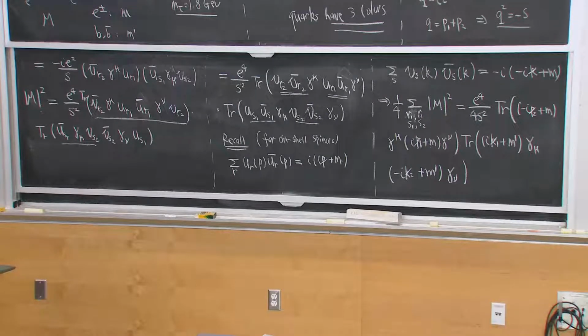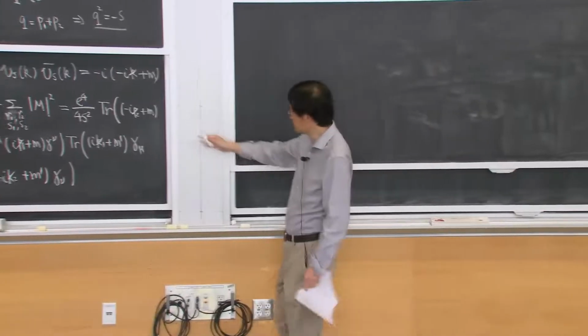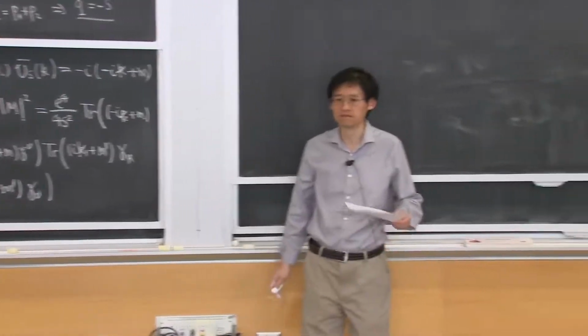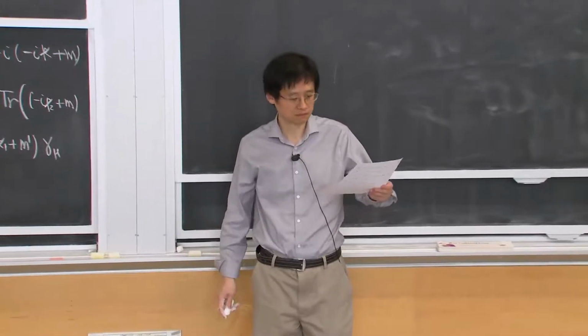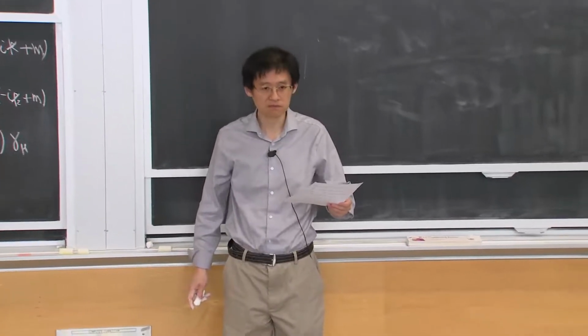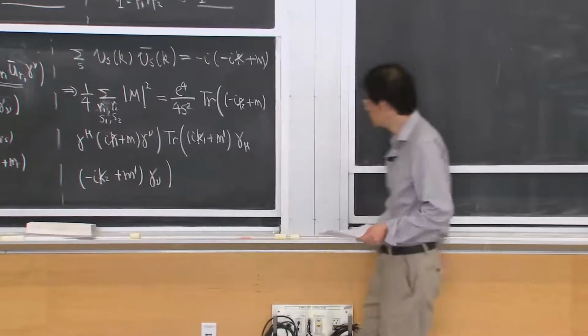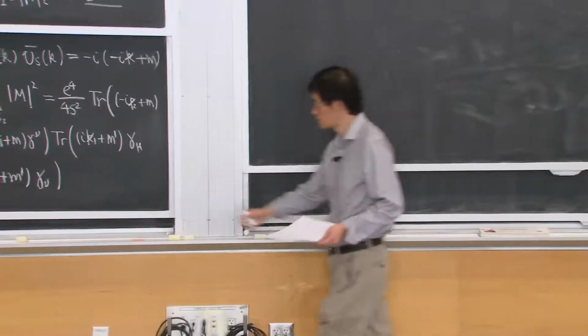When I sum over spins, without using explicit expressions of those U and V, we can write all of them just in terms of P slash and K slash, etc. Any questions on this? And now we can evaluate the trace.